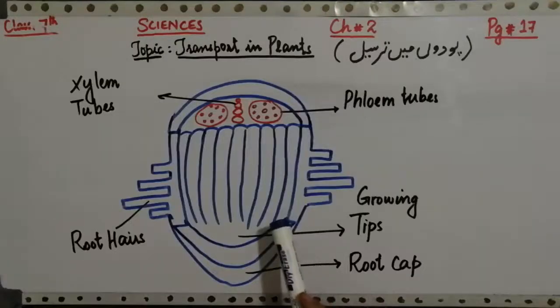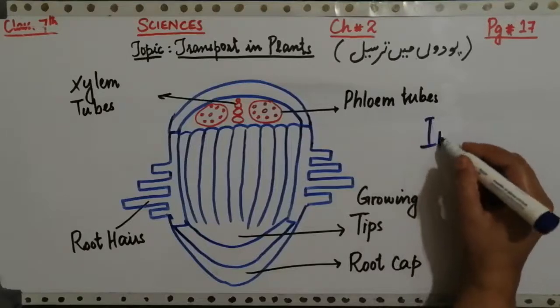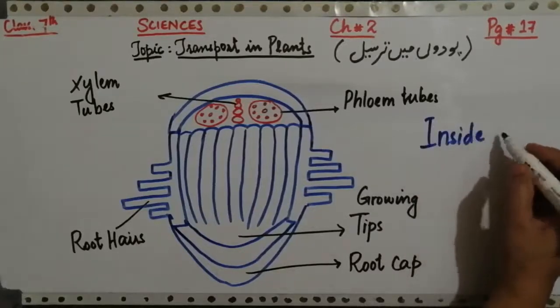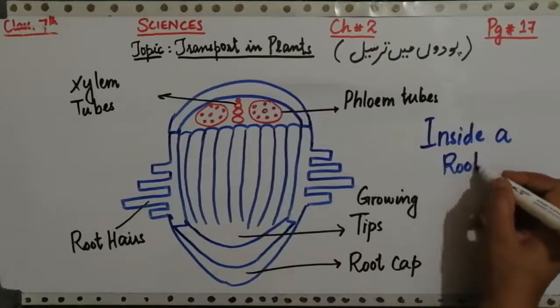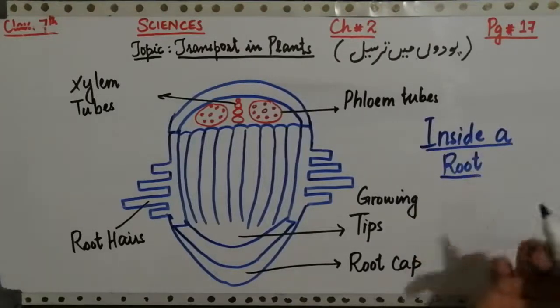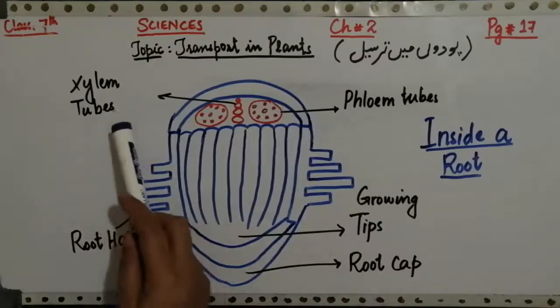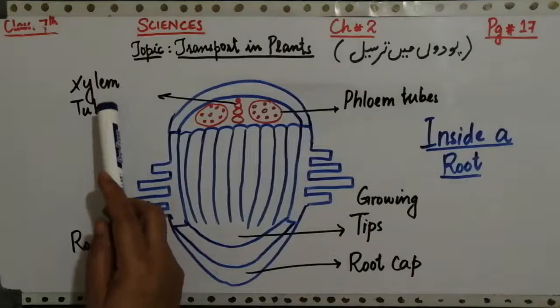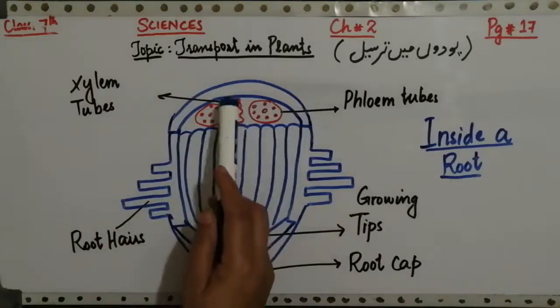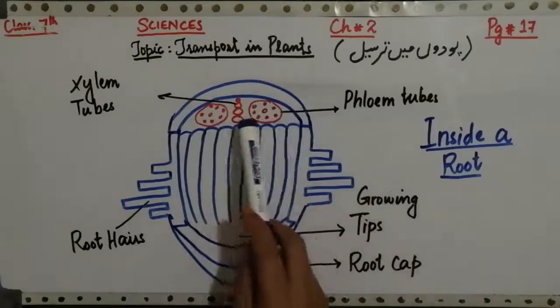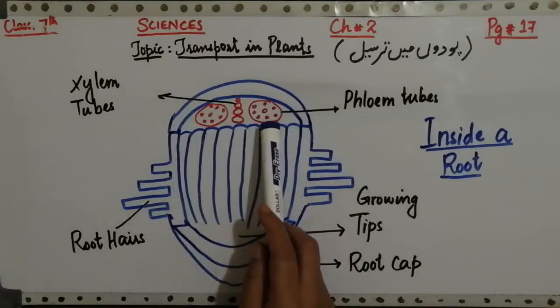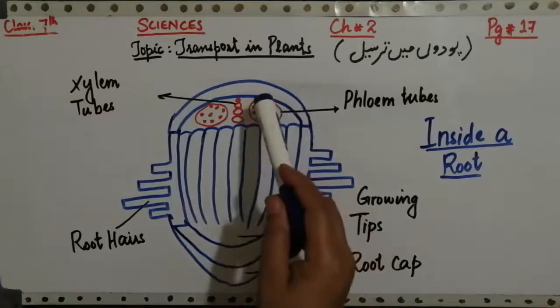Now in this figure we are going to study the transport process in plants, especially inside a root. So this is the inside structure of a root. Now according to the transport system, and we know about vascular bundles now, there are two types of tubes present for transport in plants. One is called the xylem tube. Here you can see the xylem tube in the center and the phloem tubes at the corners having pores in them. So this is the complete structure of a root. Clear?